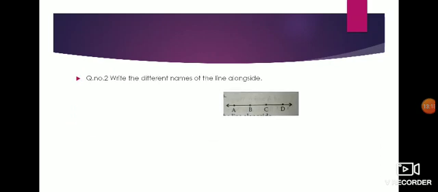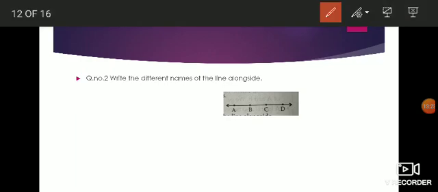Question number 2. Write the different names of the lines alongside. Here a figure is given, and we have to write the different names. Now we can say line AB; we can take any point on the line and read it by its name. Line AB is one, line BC we can also read, line CD we can also read, and again line AC, line BD, and we can read line AD also.